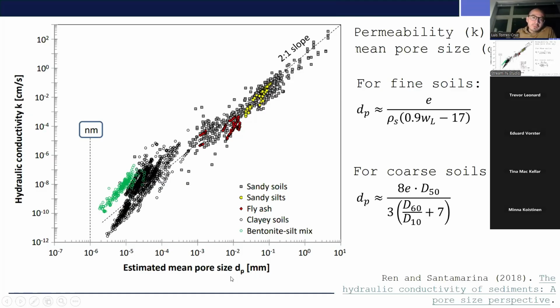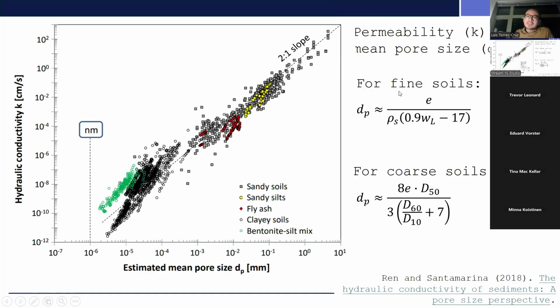And of course, you might be wondering, yeah, but this is in terms of mean pore size, which we don't ever measure. It's not really something that commonly gets measured in a soils laboratory test, agreed. But the authors have done something nice here for us, and they have given us two expressions that we can use to estimate what is that mean pore size. And that expression is given in terms of parameters that generally are measured.